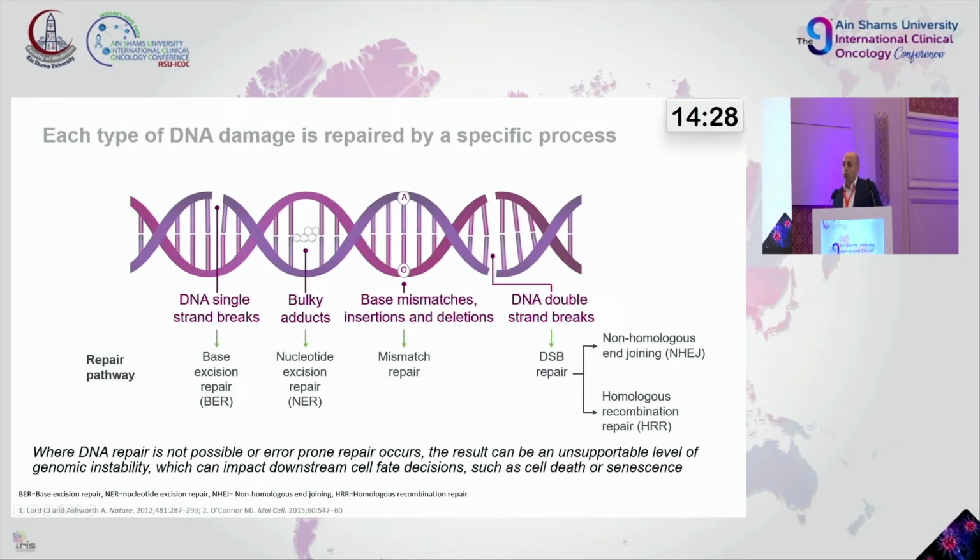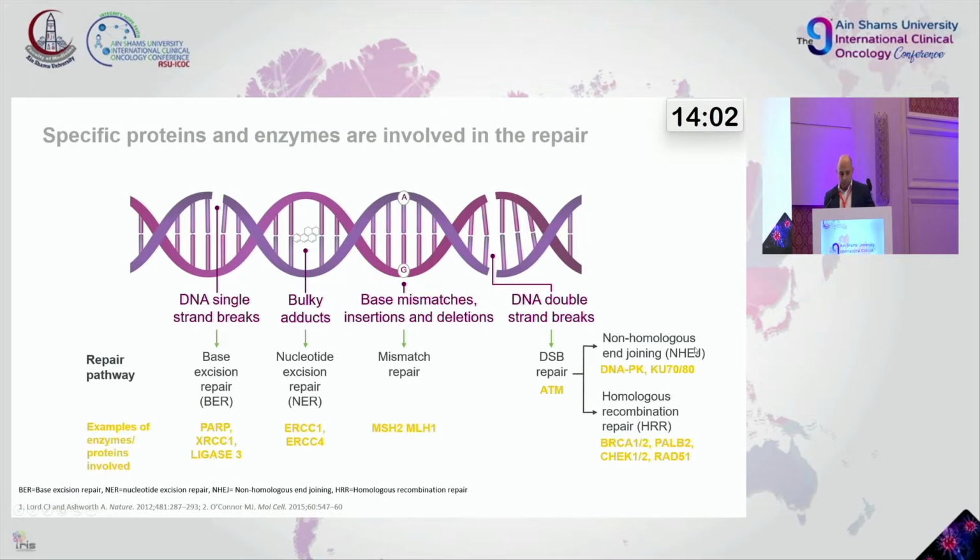In order to repair a single strand break, we use base excision repair. For bulky adducts, we use nucleotide excision repair. For base mismatches, we use mismatch repair. And for the DNA double strand break, we have two pathways: non-homologous end joining, which is not our main repair mechanism, and homologous recombination repair, which is our main repair mechanism.